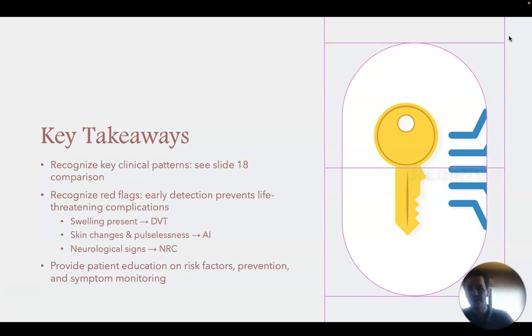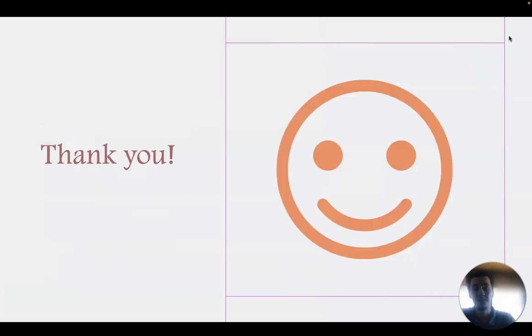So some key takeaways: recognize key clinical patterns, recognize red flags, and provide patient education on risk factors, prevention, and symptom monitoring. Thank you guys for listening in.